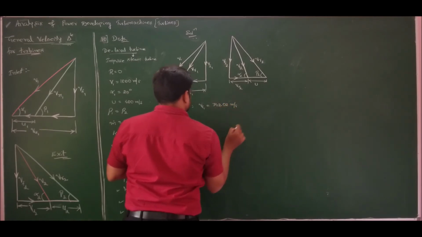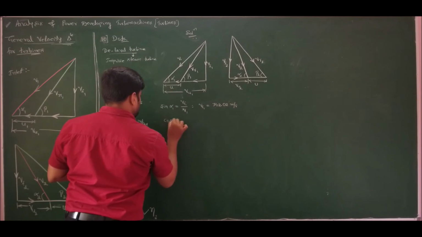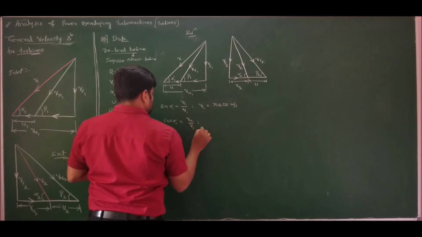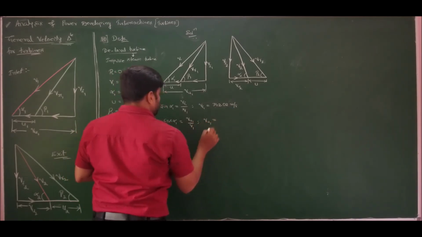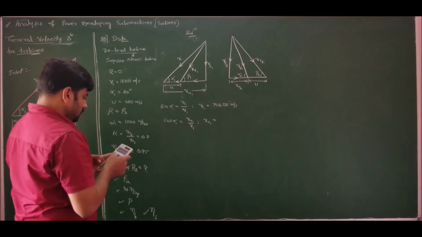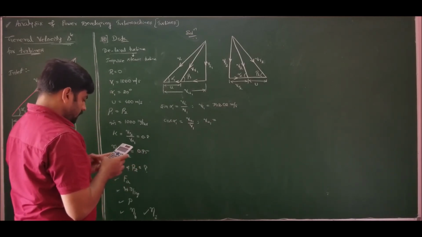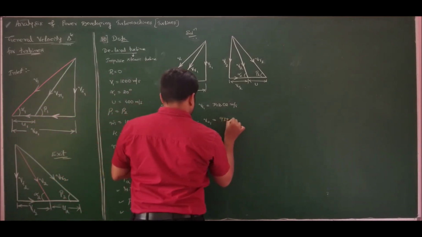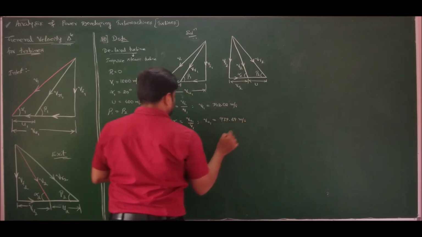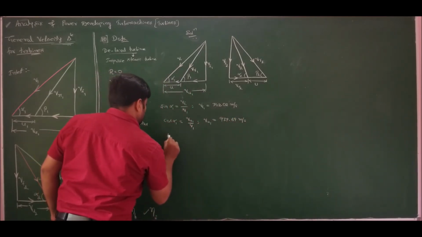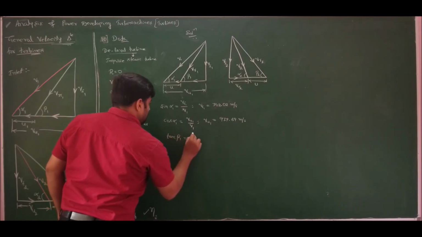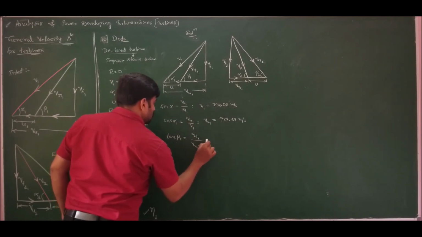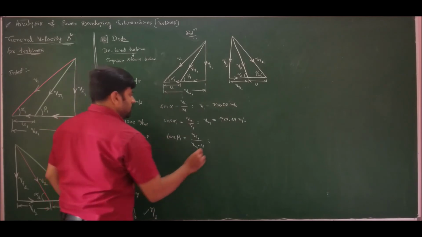342.02 meters per second. Next, if I use cos alpha 1, it is VU1 by V1. So VU1 is V1 cos alpha 1, V1 is 1000 into cos of 20, which is 939.69 meters per second. Next, to find the blade angle, use tan beta 1. Tan beta 1 is VF1 by VU1 minus U. You know all the values, find the value of beta 1.